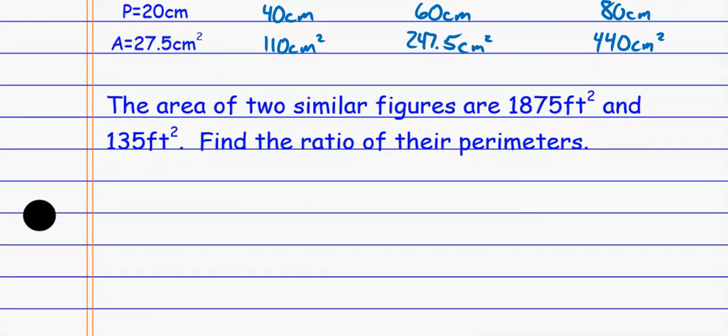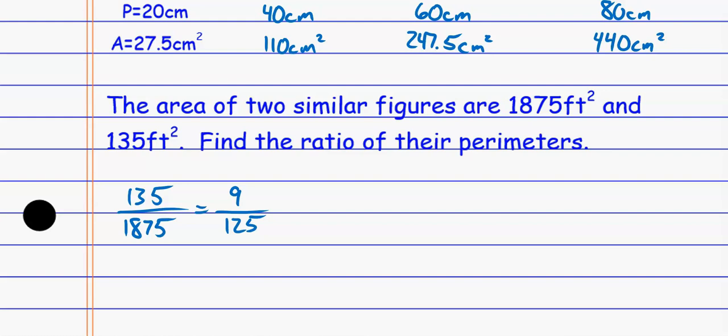For example, it says the areas of two similar figures are 875 square feet and 135 square feet. Find the ratio of the perimeters. And so once again, if I look at this as a ratio of the areas and simplify it, you can use a calculator, they're obviously each divisible by 5, but probably a little bit more than that. So if I simplify this, I think I can simplify it all the way down to 9 over 125, okay?